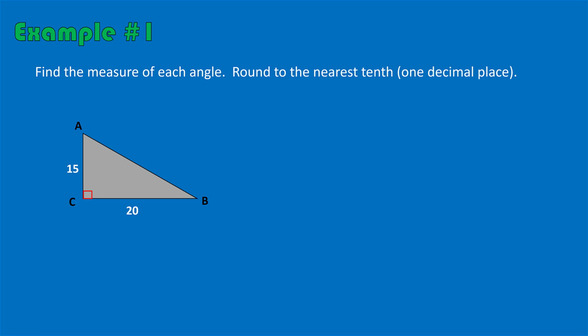Find the measure of each angle, round to the nearest tenth, or in other words, 1 decimal place. The first thing we need to do is pick a theta and then label the sides that we have measures for. It doesn't matter which angle you start with. I personally like to start with angle A because that's alphabetical order. So I'm going to label theta, and then I'm labeling opposite and adjacent because those two sides have side length measures for them. So those are going to be helpful.